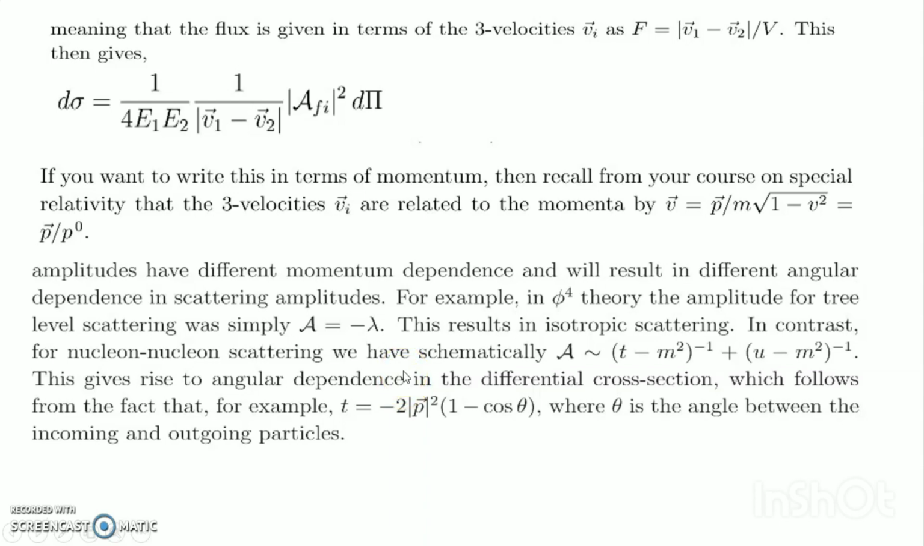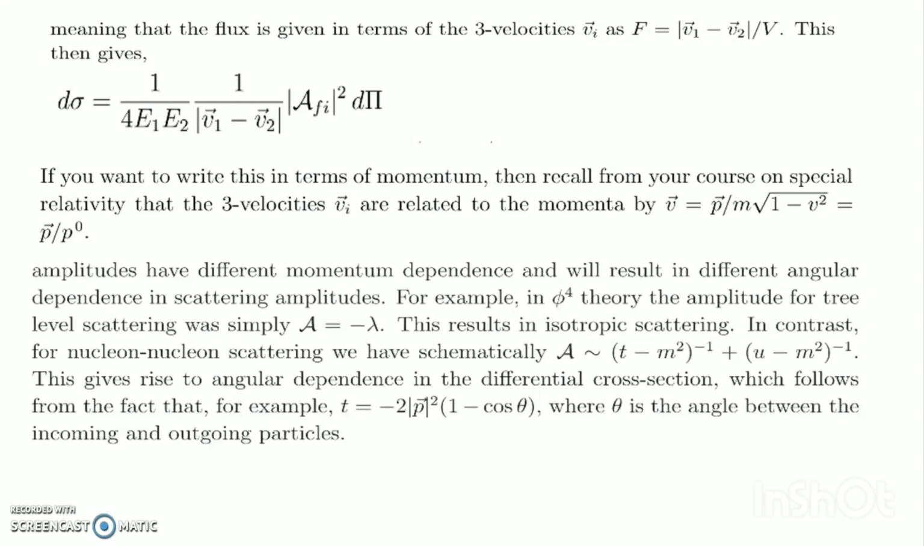So this d sigma equation is our final expression relating the S matrix to the differential cross sections. You may now take your favorite scattering amplitude and compute the probability for particles to fly out at your favorite angles. This will involve doing the integral over the phase space of final states with measure d Pi, and notice that different scattering amplitudes have different momentum dependence and will result in different angular dependence.